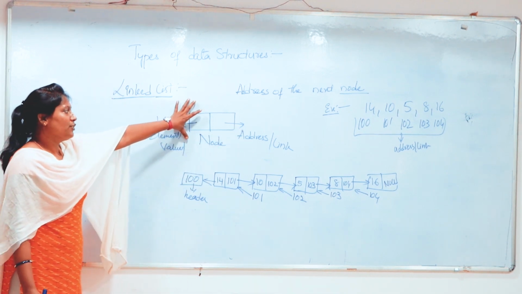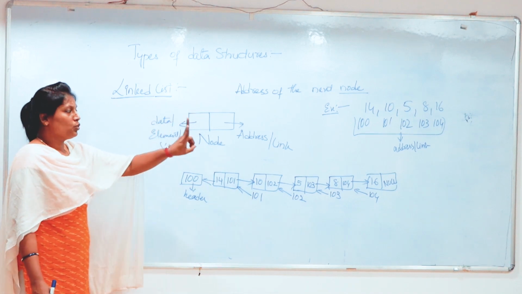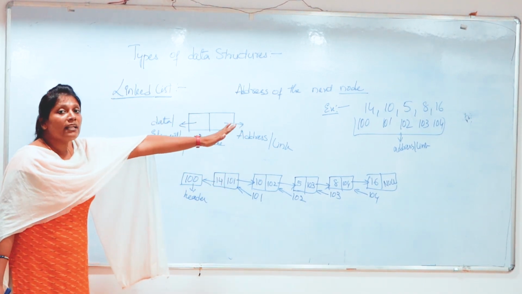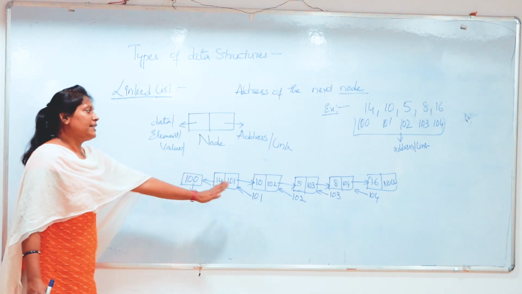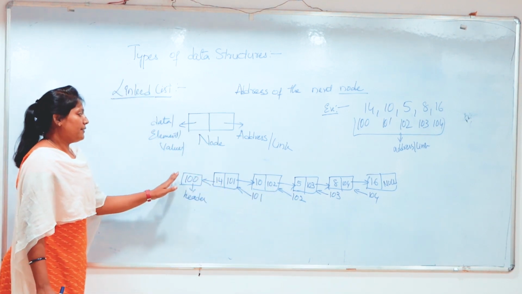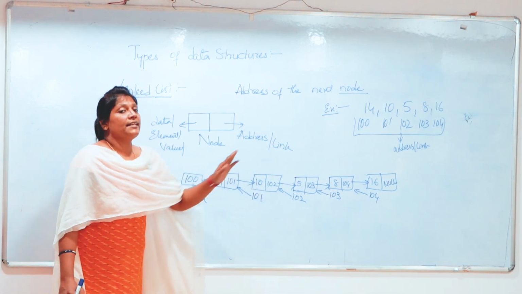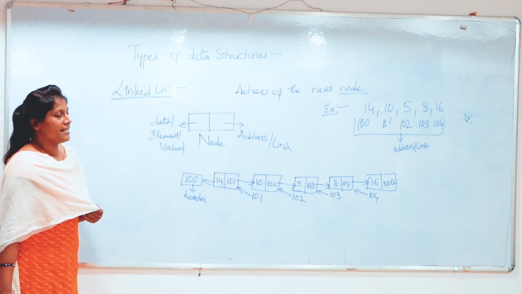First, we have to create a node structure with 2 parts, that is the data part and the address part, and as many elements as are present in my list, that many node structures have to be created, and the elements will be inserted, and using that address the next element will be linked in my linked list.